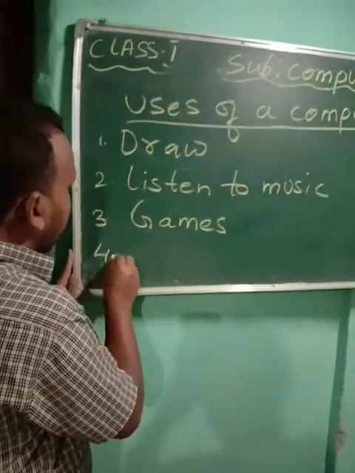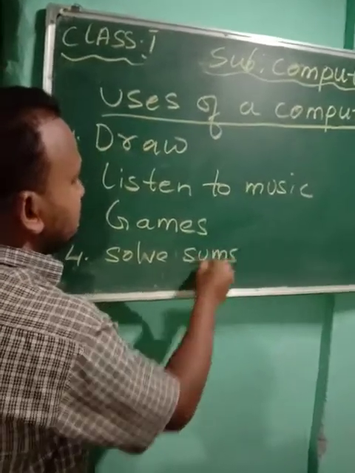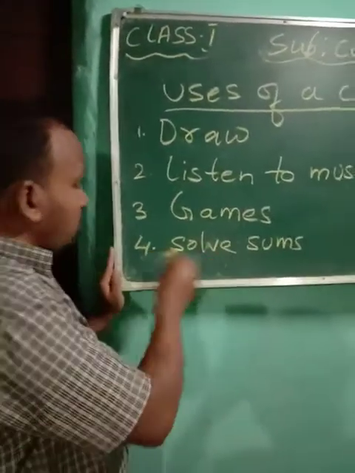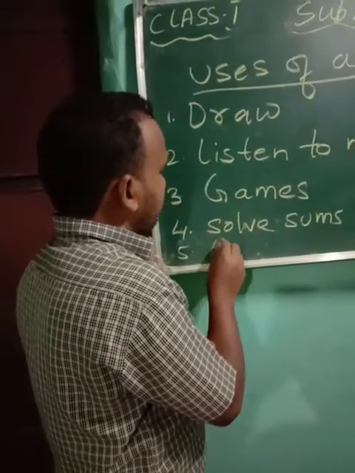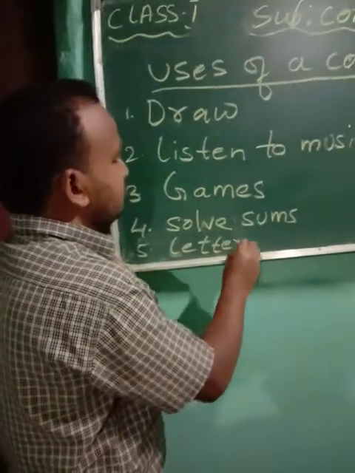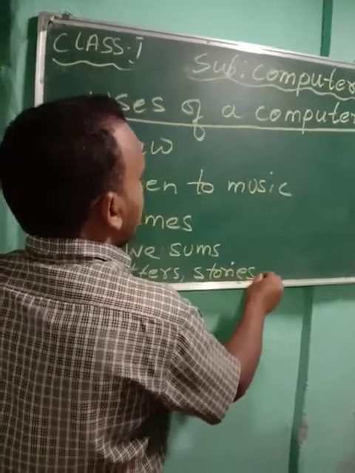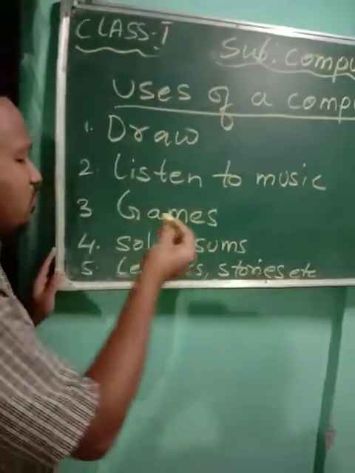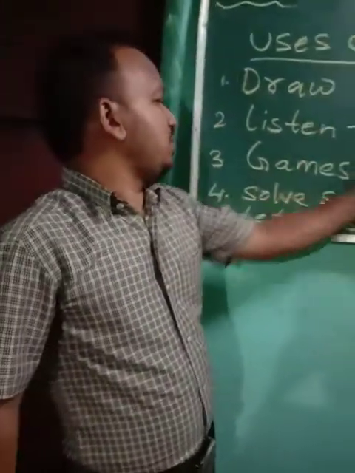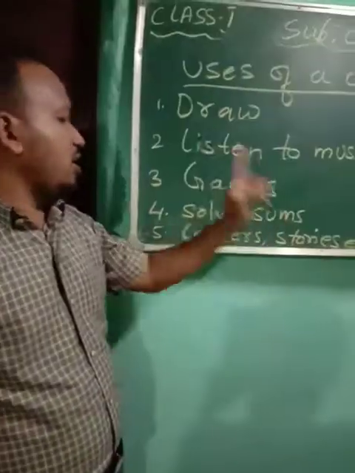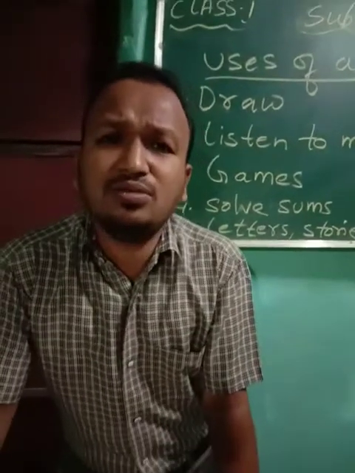Okay, after that you can solve different types of sums. Okay, after that you can write letters, you can write stories, etc. So children, you can do so many things. You can draw, you can listen to music, you can play games, you can solve your sums, you can write letters, stories, etc. So many things you can do.